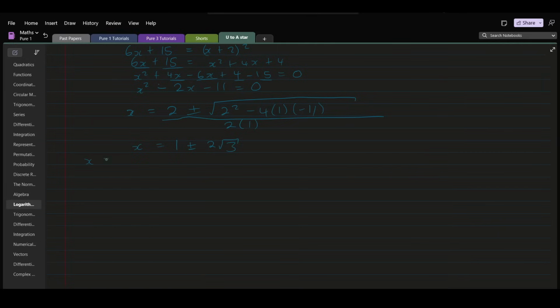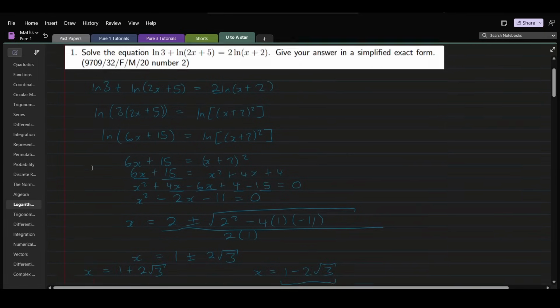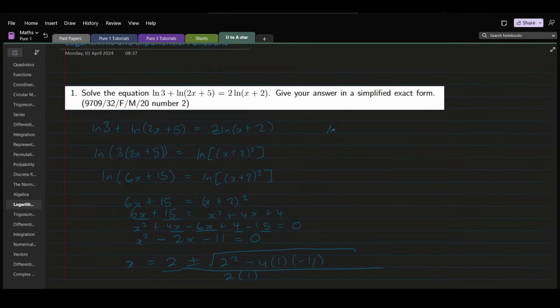So if we separate the solutions, that's x equals 1 plus 2 root 3, and x is equal to 1 minus 2 root 3. Now we know that the ln function does not take values of x that are negative, so let's substitute this value into our original equation to see if it satisfies the equation. So that would be ln 3 plus ln 2x. In this case, x is 1 minus 2 root 3, and this is plus 5, and this should be equal to 2 ln, that's x, which is 1 minus 2 root 3 plus 2.